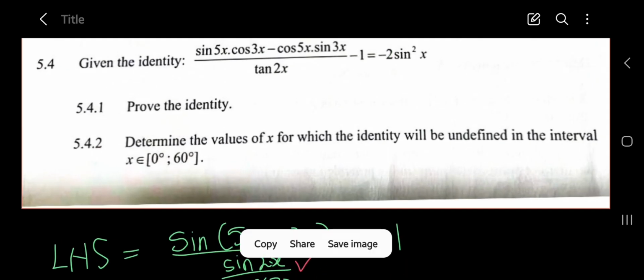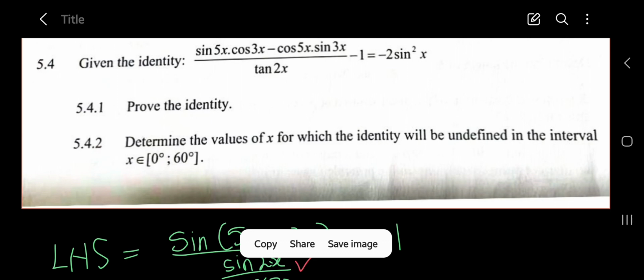Right, now they say to determine the values of x for which the identity will be undefined in that interval. Okay, so now let's understand something. Undefined means non-real. Non-real means undefined. When you put it on your calculator, it's going to give you a math error. So that's what they're asking us.